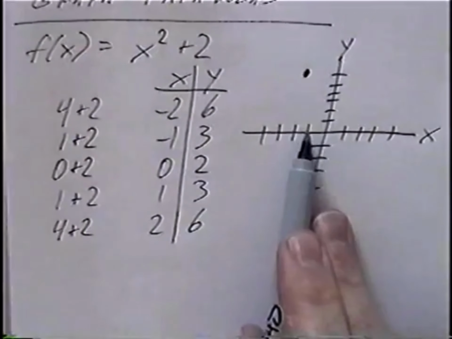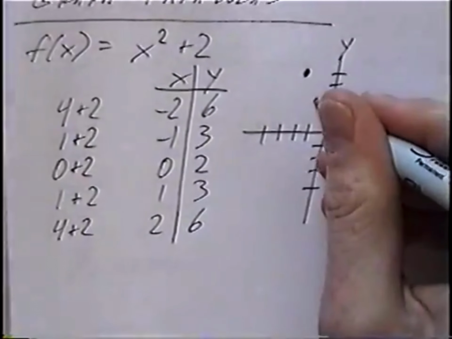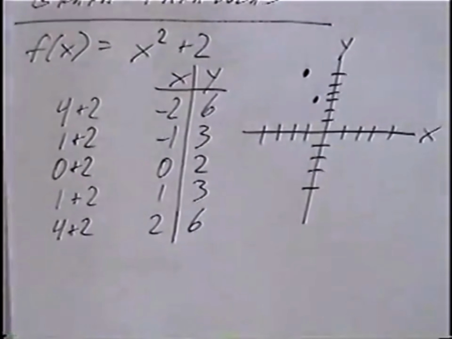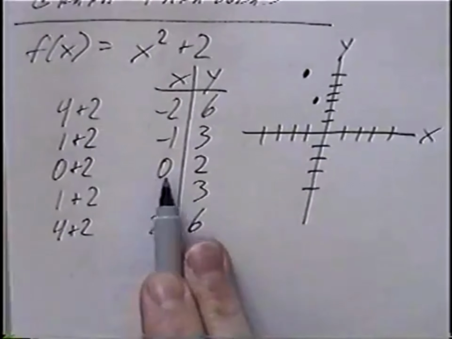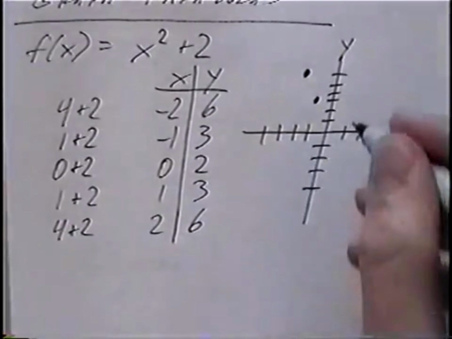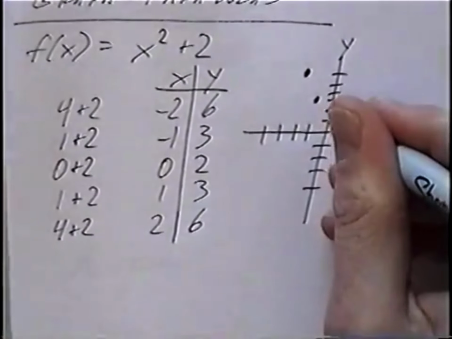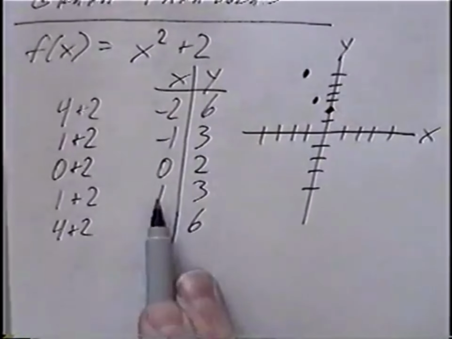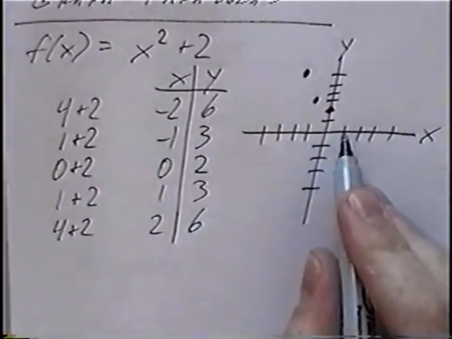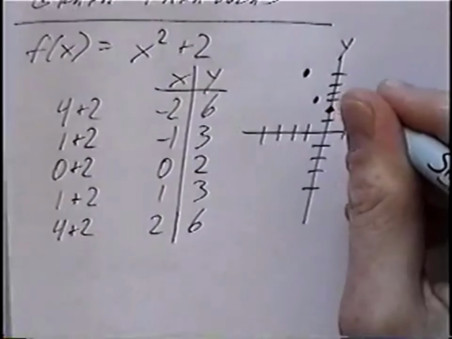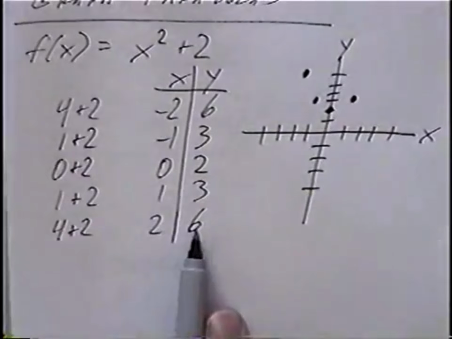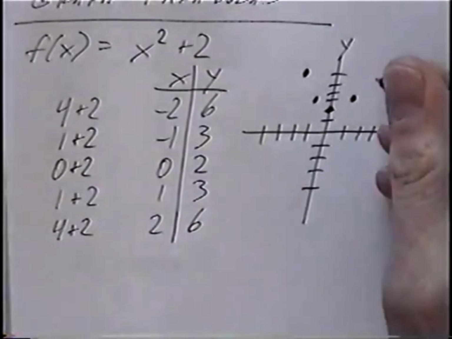-1, 3 to the left and -1, and up to +3. 0, 2. 0 for the x would be in the middle. 2 for the y value would be 2 spots up. And 1, 3. 1 to the right and 3 up. And 2, 6. 2 to the right and 6 up.